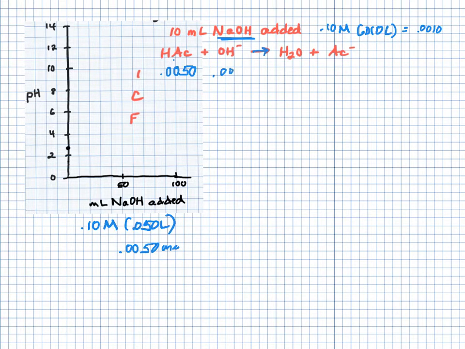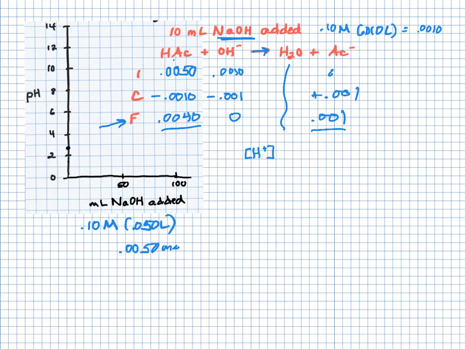Don't care about that. So you can see you're going to run out of the OH minus first. Minus 0.001, minus 0.001, plus 0.001. So we've got 0.004, none, 0.001. So I look at my final row and say, what do I have? Well, I have a weak acid and its conjugate base, so I have a buffer. So we just go ahead and plug in our Henderson-Hasselbalch equation. Okay, 1.8 times 10 to the minus 5 was our Ka.